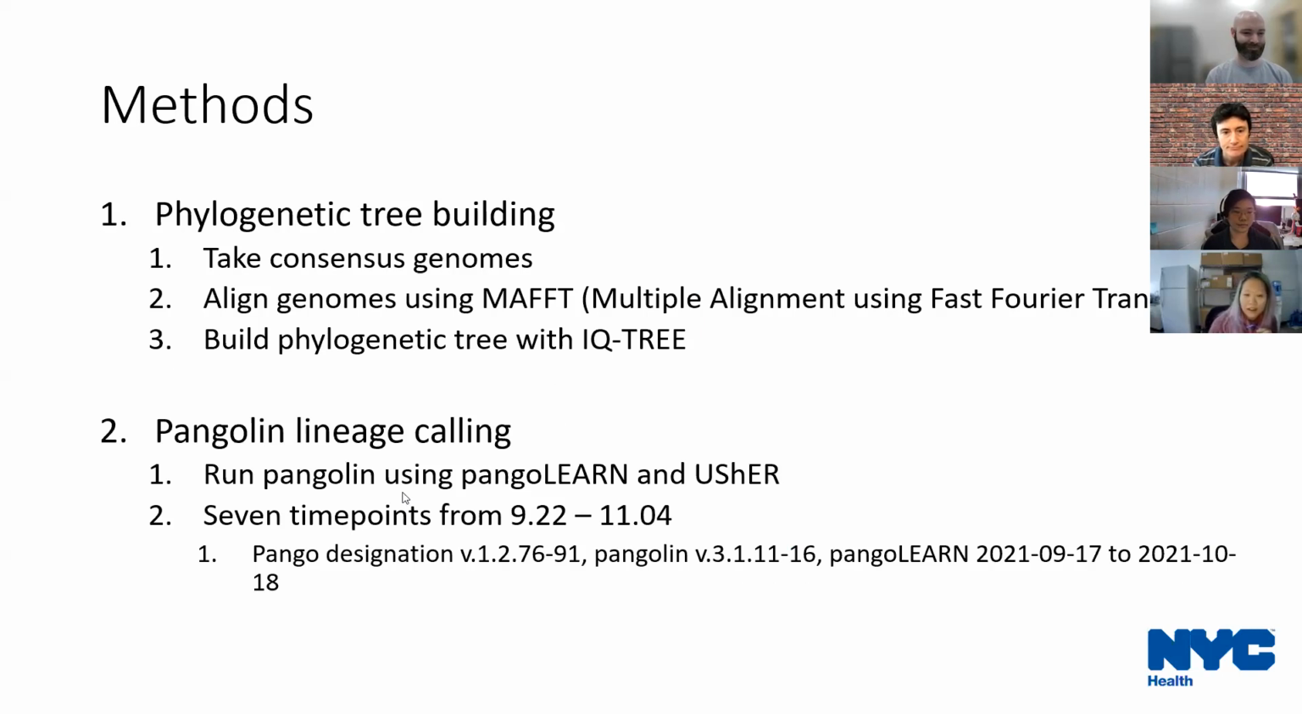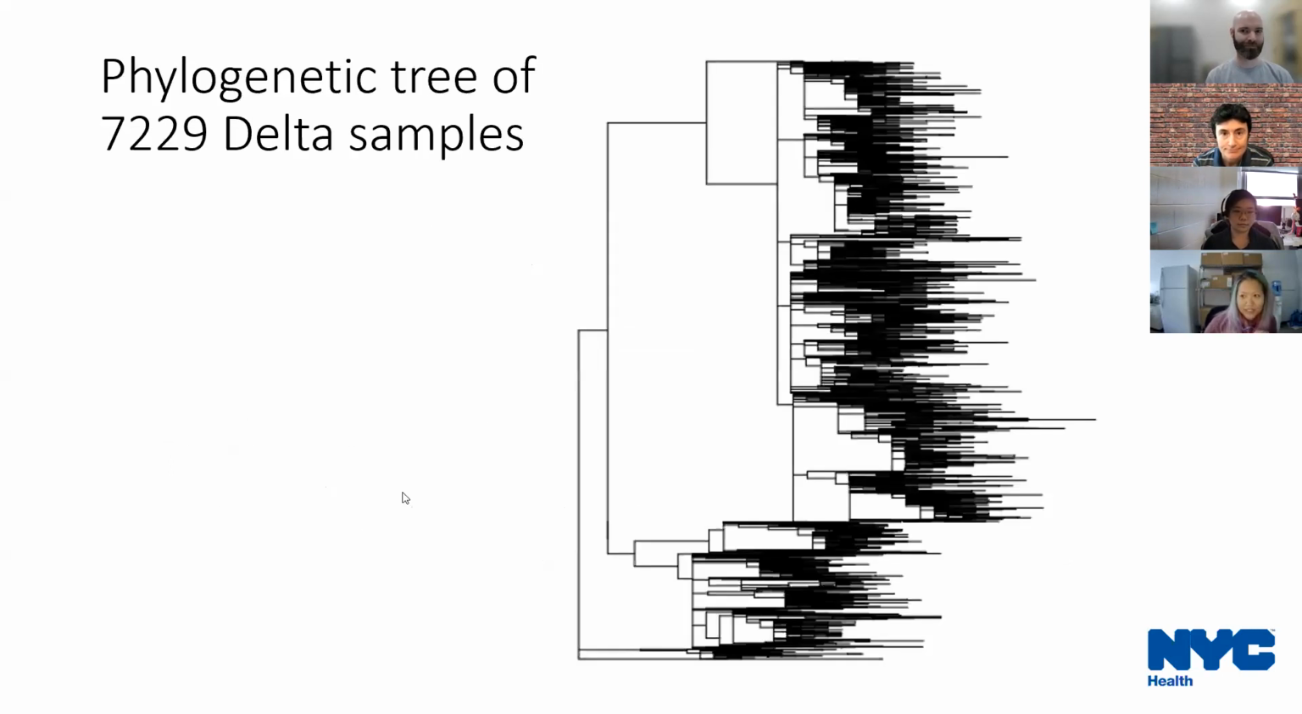So anytime pangoLEARN or any of the dependencies updated, we would download the new version from Conda and then run it again. So this runs from the pango designations 1.2.76 to 0.91, pangoLEARN versions 3.1.11 to 16, and the pangoLEARN models from September 17th to October 18th. And so when you do all of this, this is our huge tree.